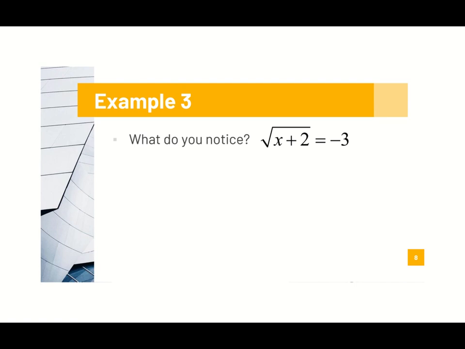We discussed that algebraically, but what about graphically? So if we were to take this and we were to plug it into the graphing calculator, we would take square root of x plus 2 as y1 and -3 as y2. So go ahead, take a moment, pause the video, plug this into your graphing calculator, and look at that graph.